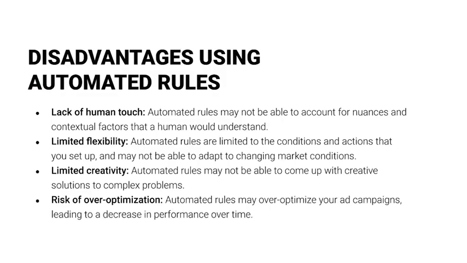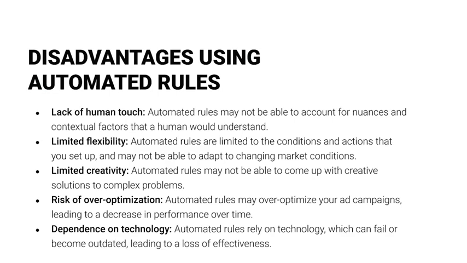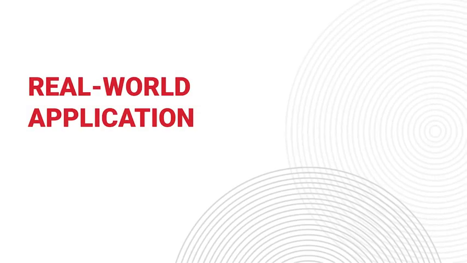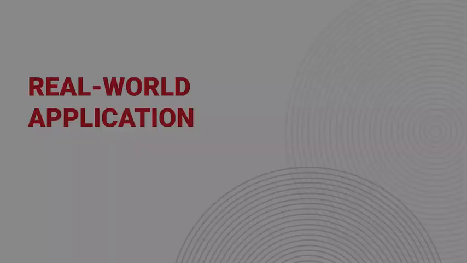Risk of over-optimization. This is a big one. Automated rules may over-optimize your ad campaigns, leading to a decrease in performance over time. And dependence on technology. This is not a set it and forget it. This is an assistant that will help, but automated rules rely on technology, which can fail or become outdated, leading to a loss of effectiveness. Let's jump into a real-world application that covers exactly this.